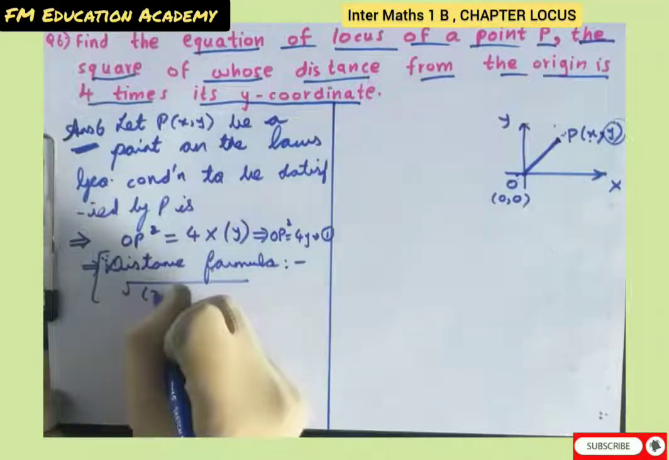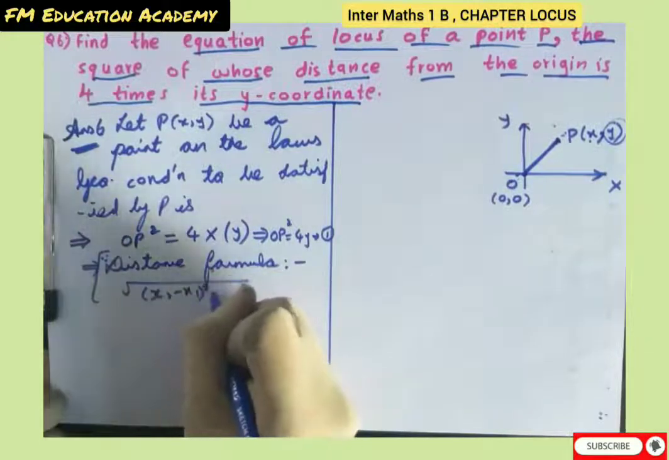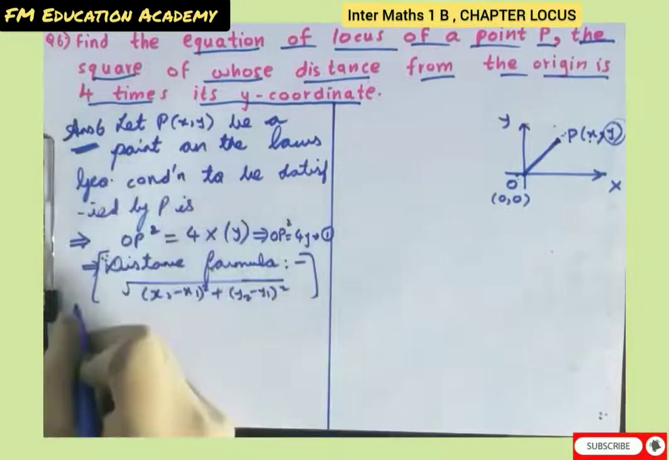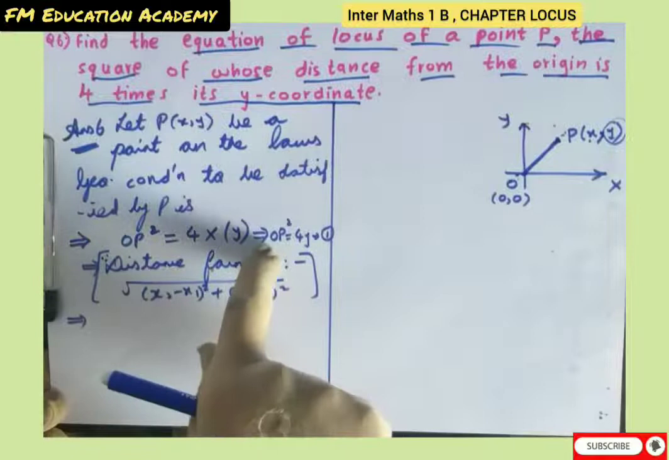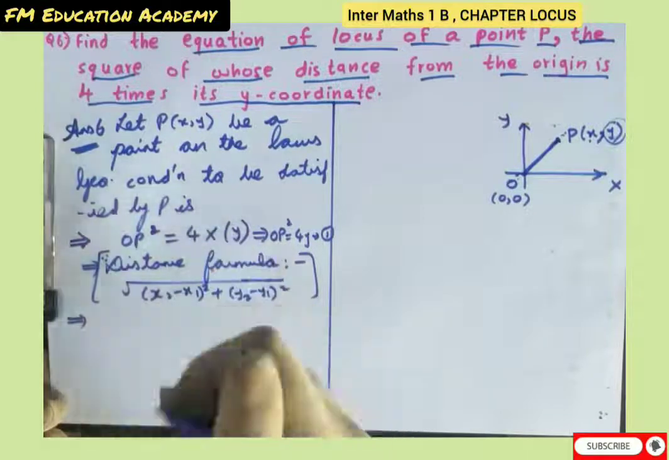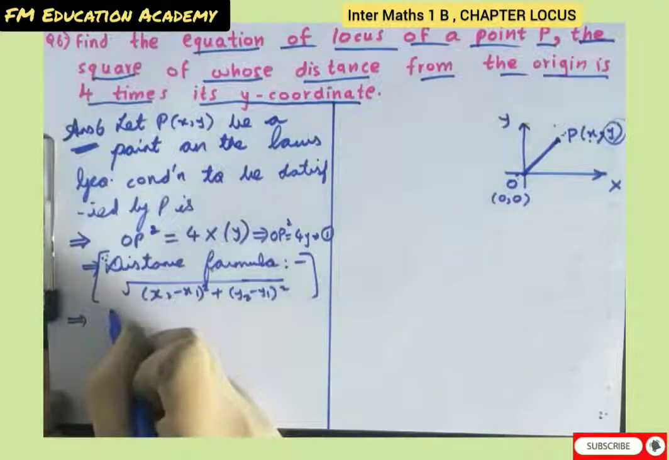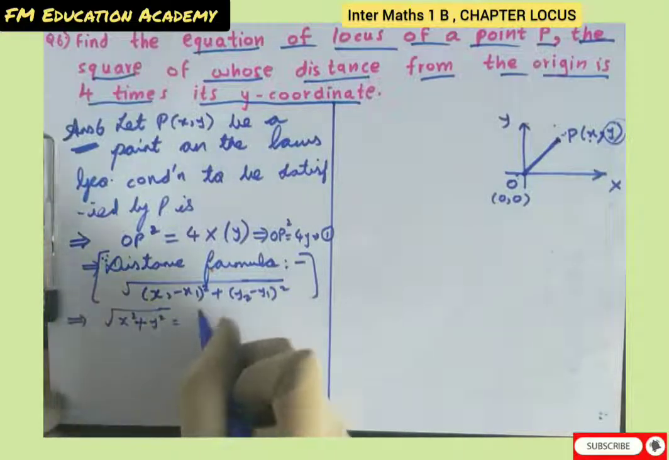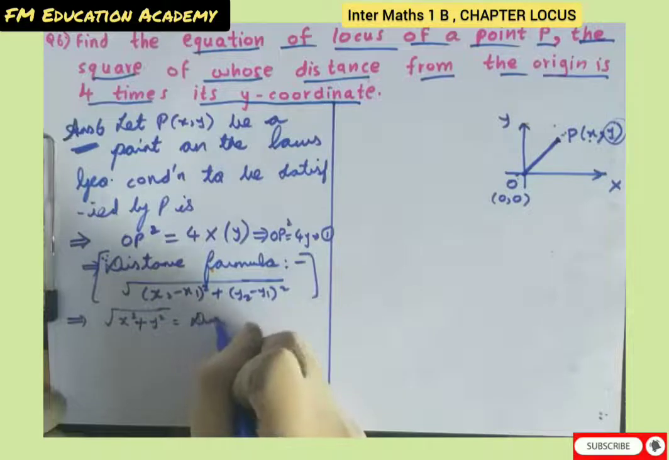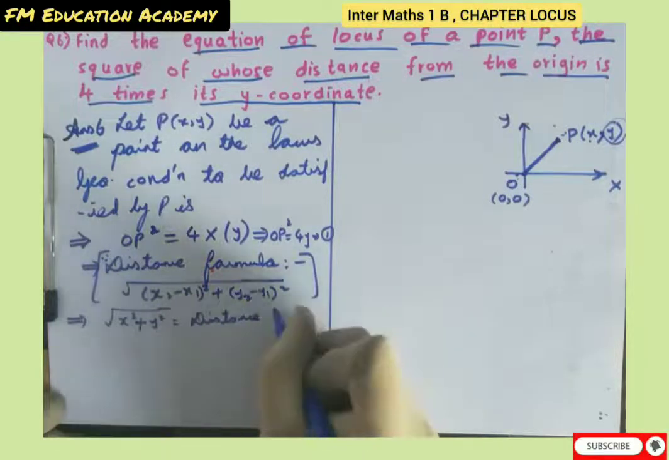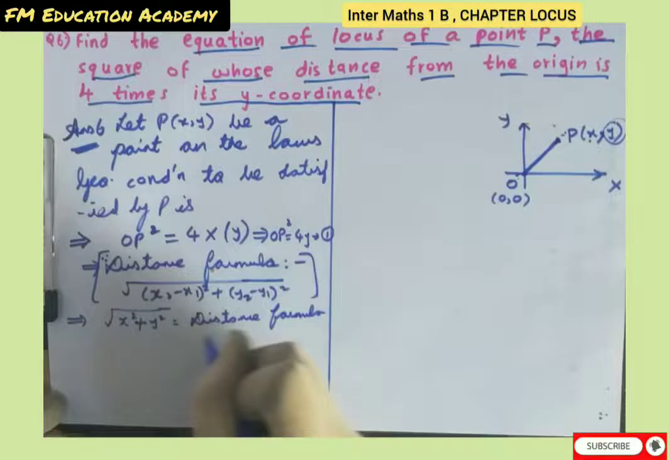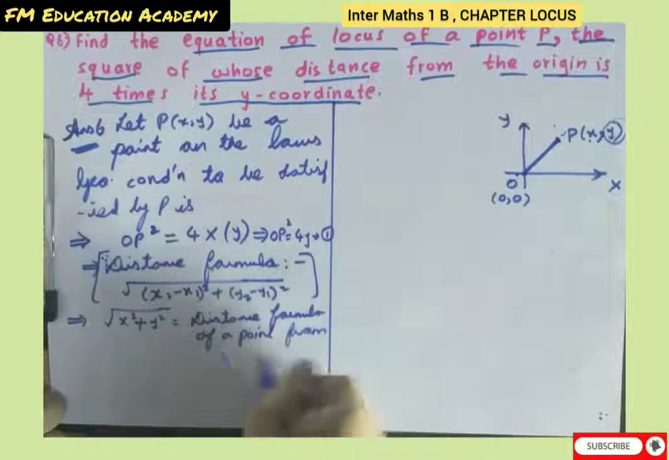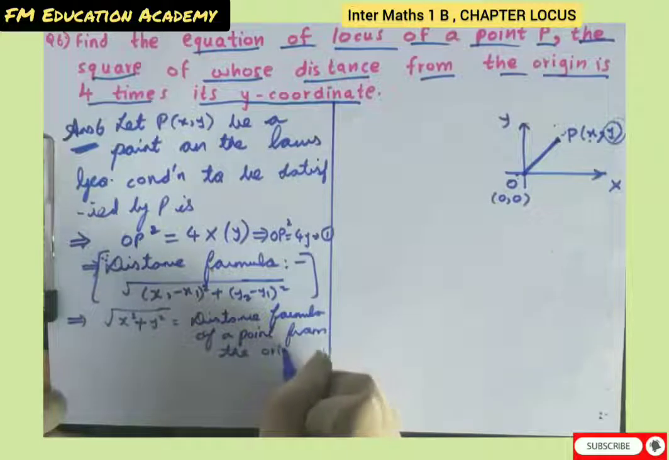Root of (x2 minus x1) whole square plus (y2 minus y1) whole square. One more thing here: the distance formula for the origin. Remember the formula for the distance of a point from the origin is root x square plus y square.